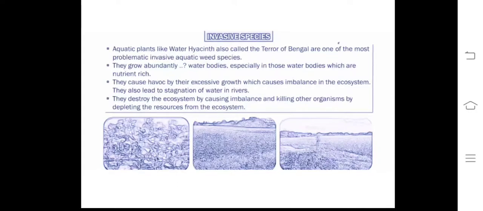And they destroy the ecosystem also by causing imbalance and killing other organisms, by depleting the resources of the ecosystem. And Bengal is known for fish culture. In Bengal you have a fish culture, so it also destroys the fish. That's why water hyacinth is termed the terror of Bengal, and it was introduced by the British there. But at that time the British were unaware of its invasive character.